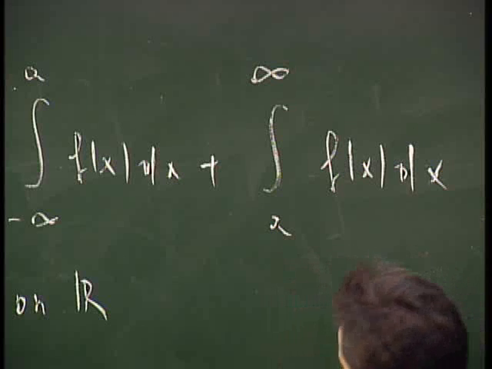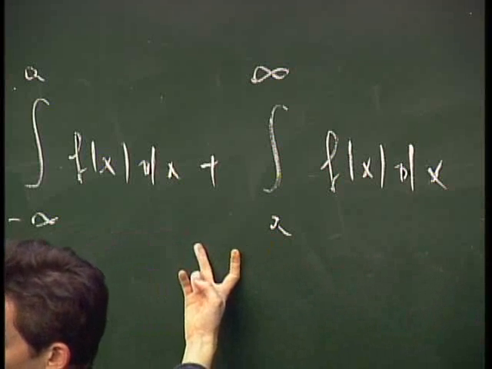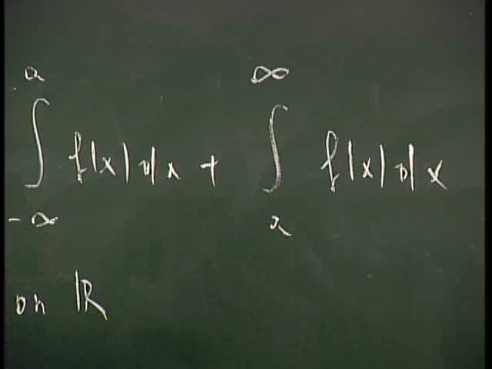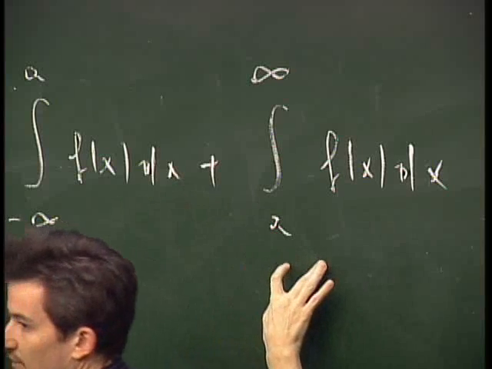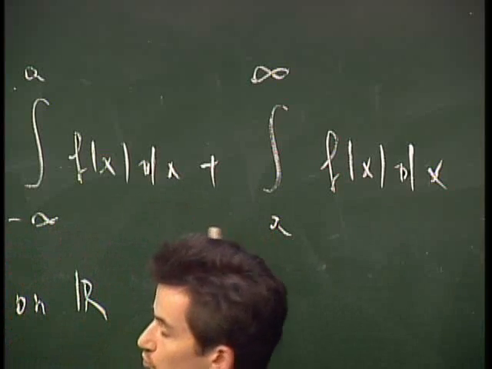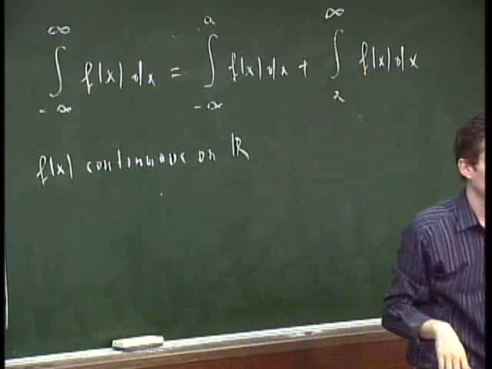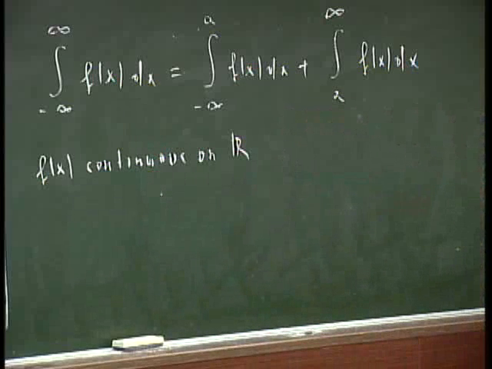And if both integrals are convergent, for some a, if both integrals are convergent, we will say this integral is convergent and is equal to this sum here. If one of those two is divergent, this integral is already divergent. So this is the general definition.